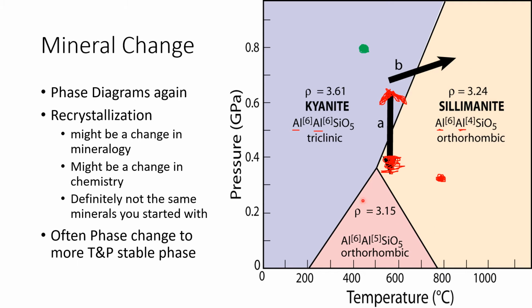And there's even a third version called andalusite here that we could have under a specific low pressure and medium temperature range. So you're going to see that referred to as a stable phase on the temperature-pressure diagrams, phase diagrams.